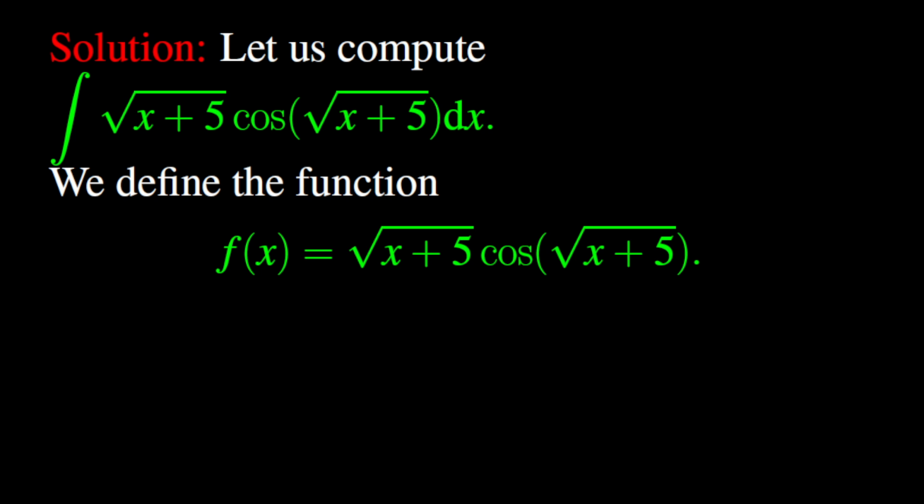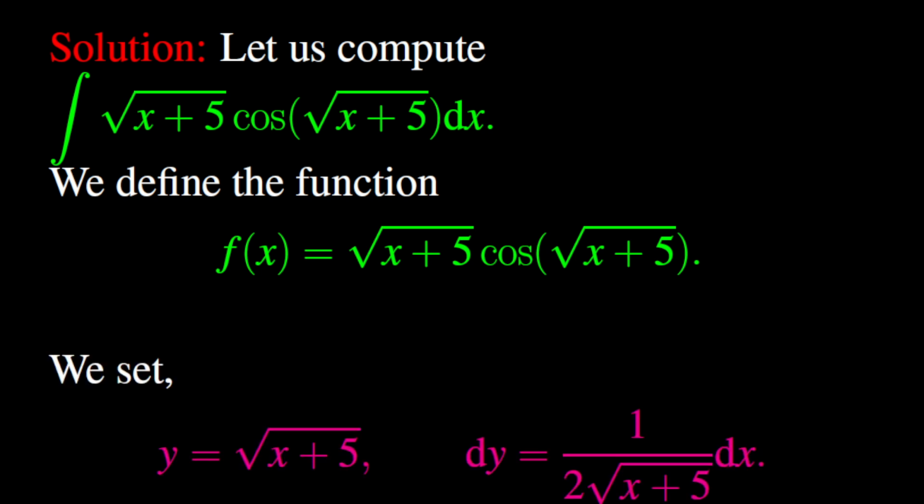We will perform a change of variable; we introduce a new variable. It is evident that the natural choice for the new variable y should be the inner function. Thus, y should be square root of x plus 5. So, we set y equal to square root of x plus 5 and dy should be equal to the fraction 1 over 2 times square root of x plus 5.